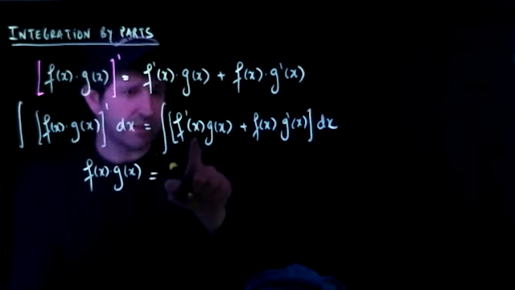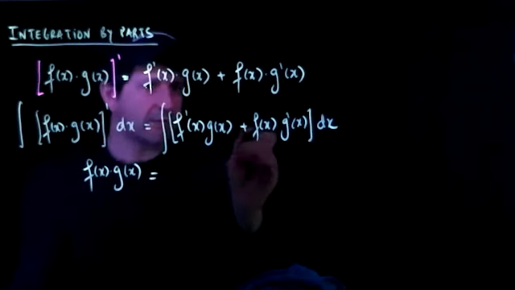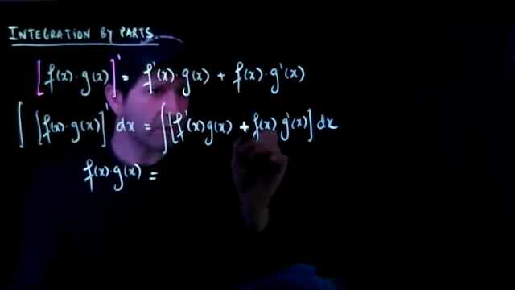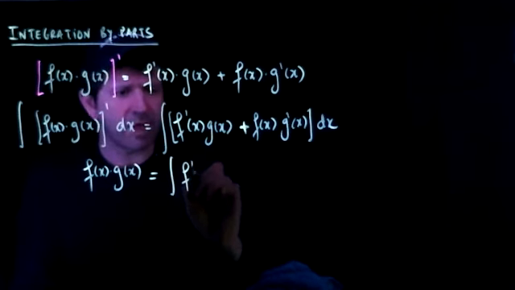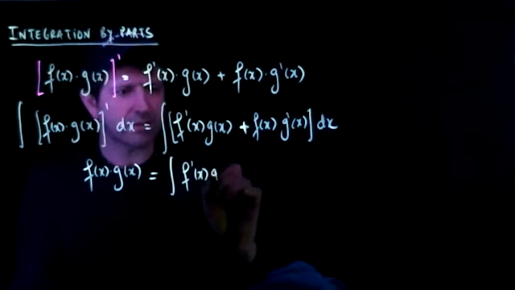And on the right side, I have a sum of two functions, so I could do the antiderivative of each of them and add them. So it's the antiderivative of f prime of x g of x dx plus the antiderivative of f of x g prime of x dx.